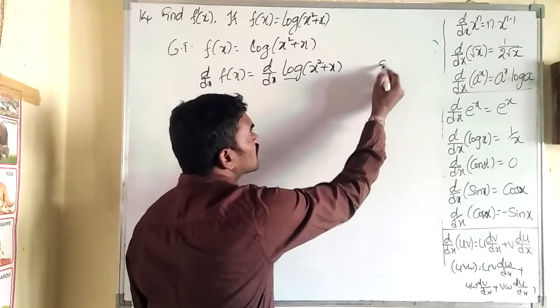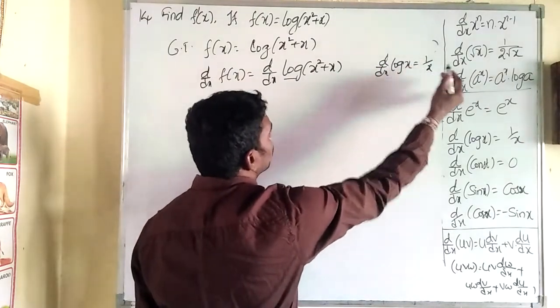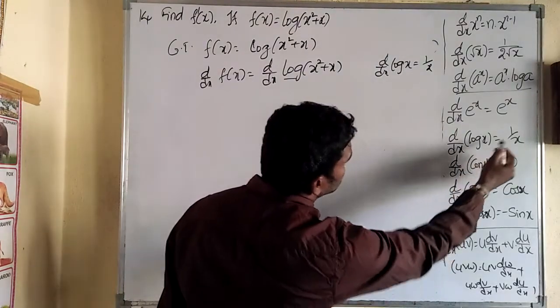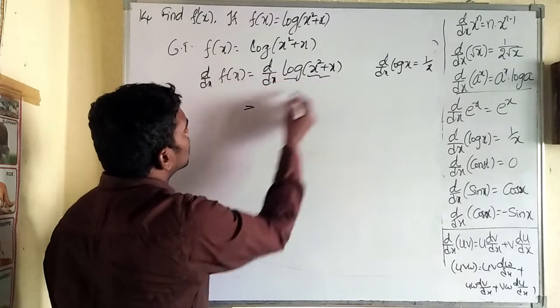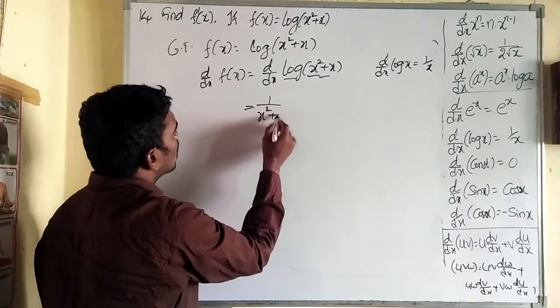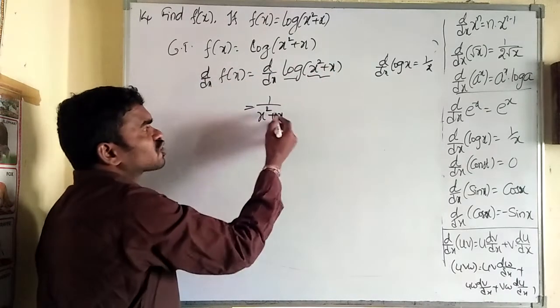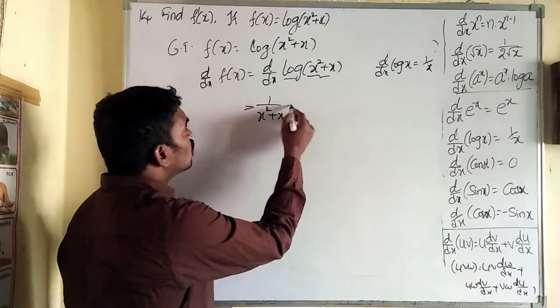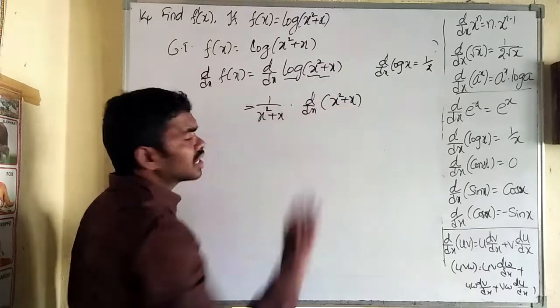Yes, very good. The d by dx of log x formula can be applied. That is 1 by x. Am I right? d by dx of log x is 1 by x. According to that, it is 1 by (x square plus x), because in place of x in log, x square plus x is there, into d by dx of x square plus x. That's it.